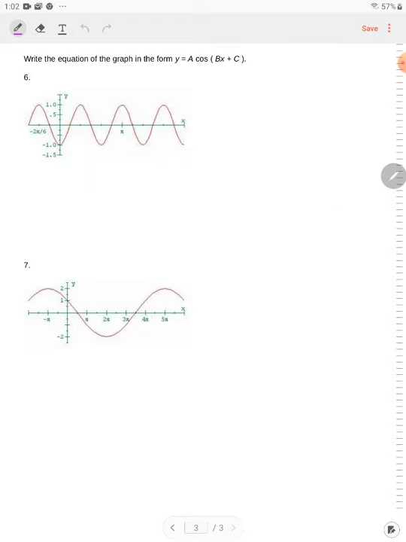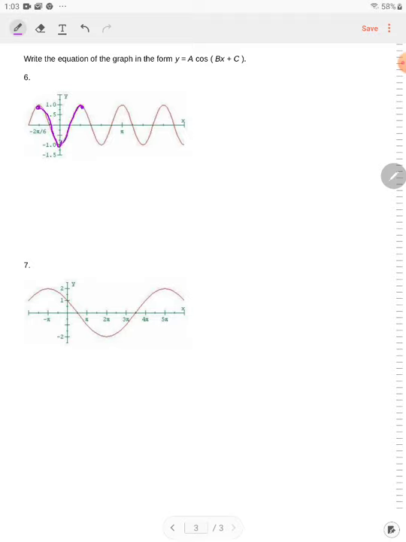Now, let's look at cosine. Write the equation of the graph in the form y equals a cosine bx plus c. So remember, cosine starts at 1. And we have an option. We can either start here at 0, -1, and make that an upside down cosine. Or if I back it up and I look at this.